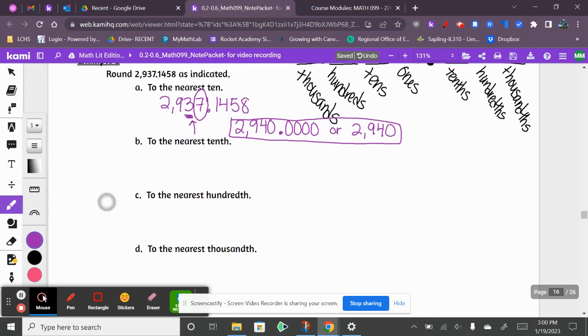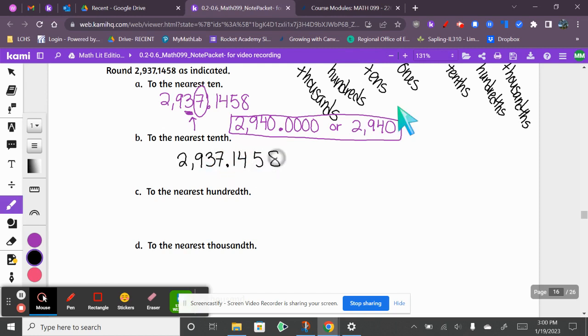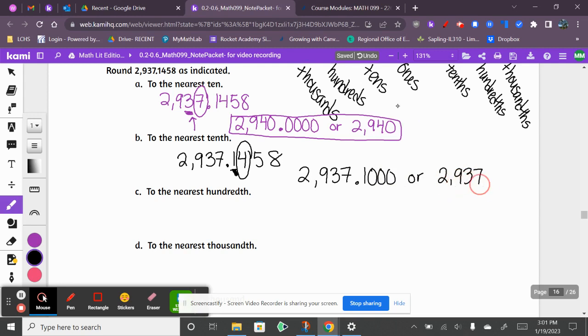Okay, looking at example 2, if we round to the nearest tenth, I'm going to still write the whole number down. And if we're now rounding to the nearest tenth, the 1 will be in the tenths place, and the 4 will determine if it rounds up or not. This one will not round up because it's below 5, so our answer will be 2,937.1, and you could include all of those zeros after that, or you can just write it as 2,937.1. Both of those will work.